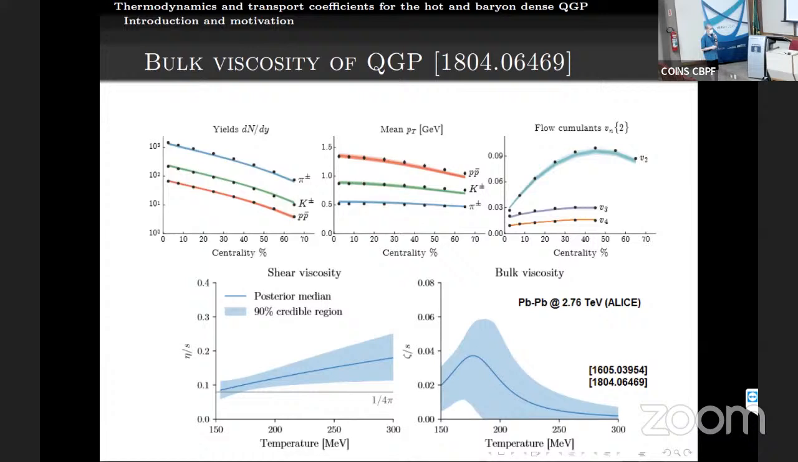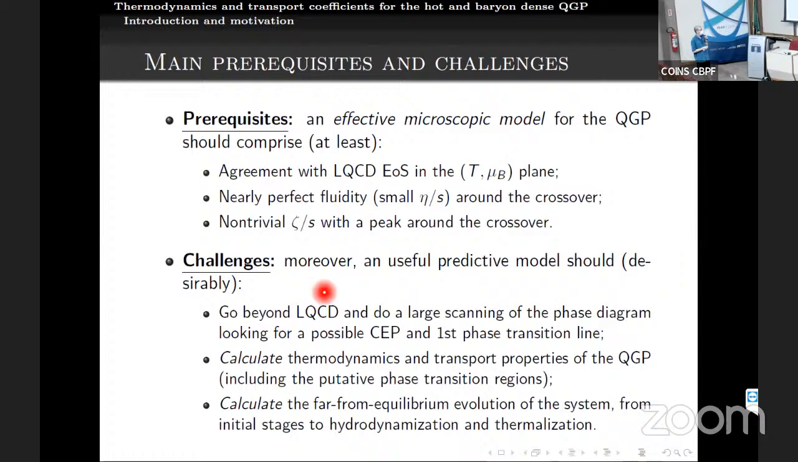So if we are interested in obtaining a microscopic understanding of these results here, it would be interesting to have a microscopic model that would allow us to calculate, for instance, the shear viscosity and the bulk viscosity, okay? So this is a summary of the situation that we have. We have some prerequisites to have an effective microscopic model for the quark gluon plasma.